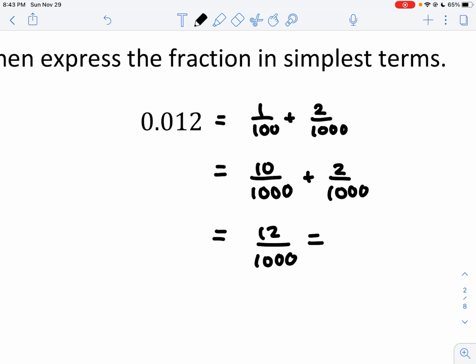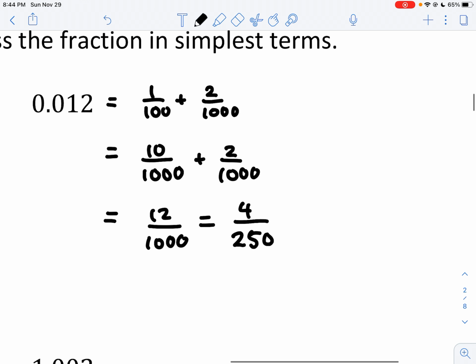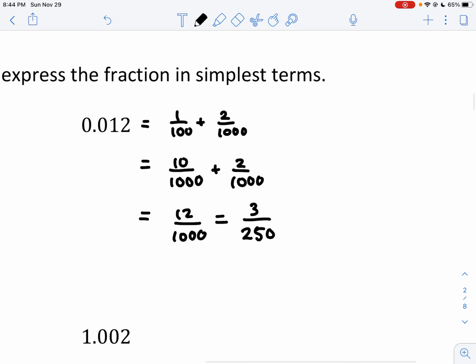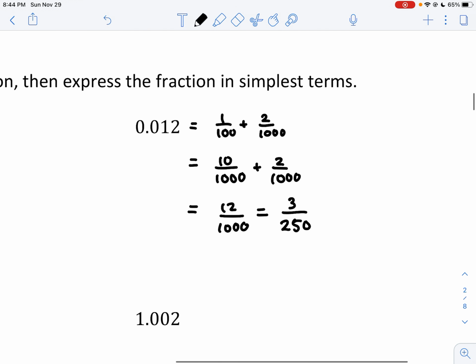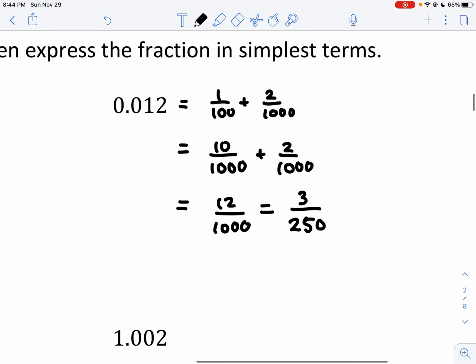And then now we can think about reducing. Divide each of these numerator and denominator by 3. So this is 4, and then 250th. So we can go even further. We could have divided each by, I meant to divide by 4 each. So 12 divided by 4 is 3. Now we have 3 250ths, and 3 and 250 are relatively prime, so that fraction doesn't reduce to some more simple terms.